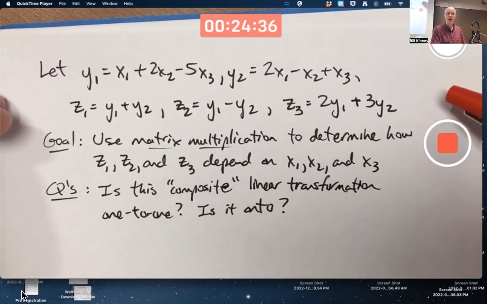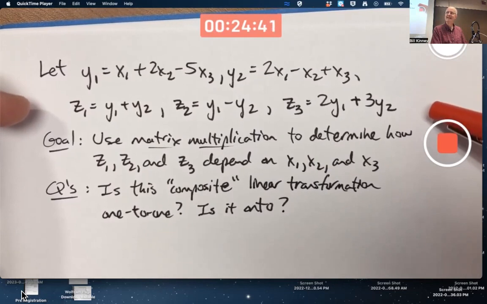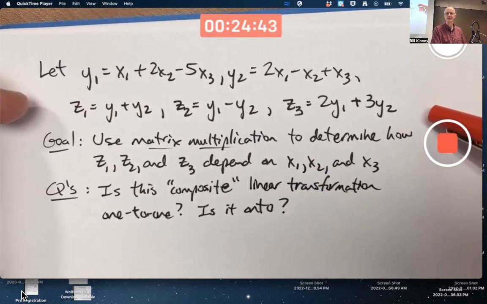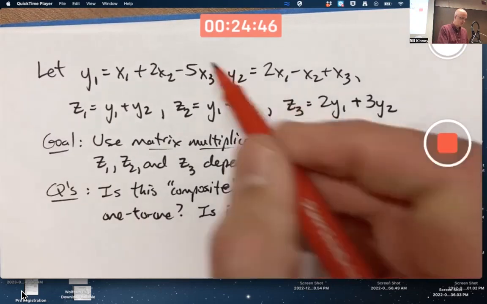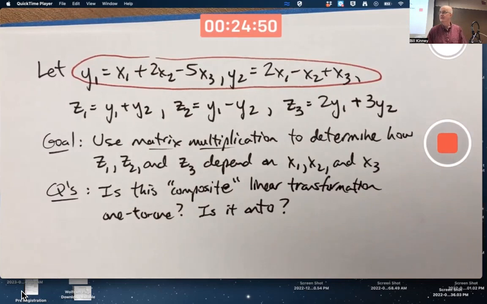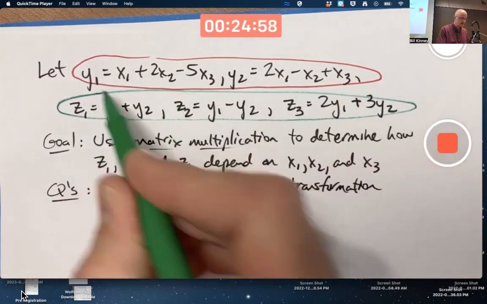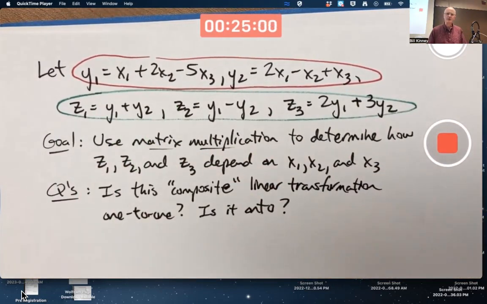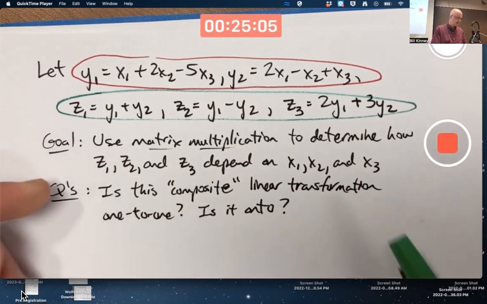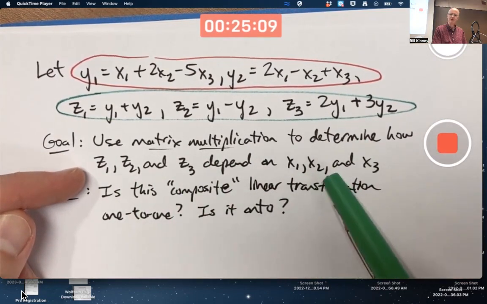So in the linear algebra problem, I'm not stating things in terms of matrices and vectors at first, but the idea is that you can relate these things to matrices and vectors. You've got really two equations that define y1 and y2 as functions, if you will, of x1, x2, and x3, and three equations that define z1, z2, and z3 as functions of y1 and y2. The goal is to use matrix multiplication to determine how z1, z2, and z3 depend on x1, x2, and x3.